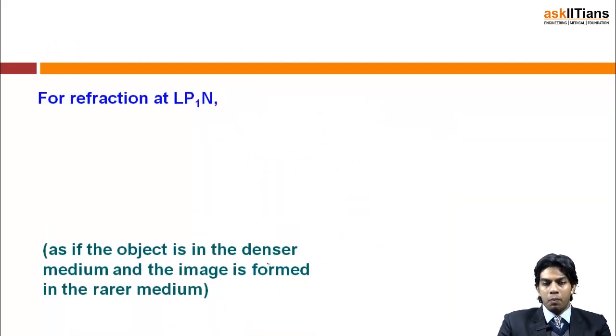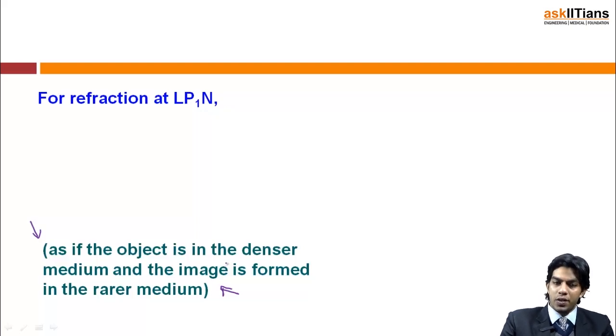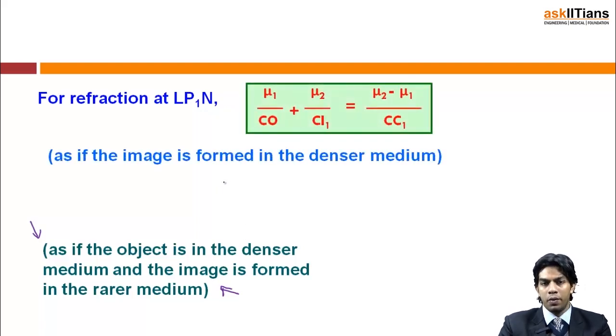Now please keep this point in mind. It has been specifically given at the start in brackets. I will tell you its importance, but first keep this in mind: the object is in the denser medium and the image is formed in the rarer medium. If you just get hold of this line, it simply means that although the object is not in the denser medium, it seems like it is, and the image is formed in the rarer medium. So with that understanding of this statement in the background, let's study what this surface has to say.